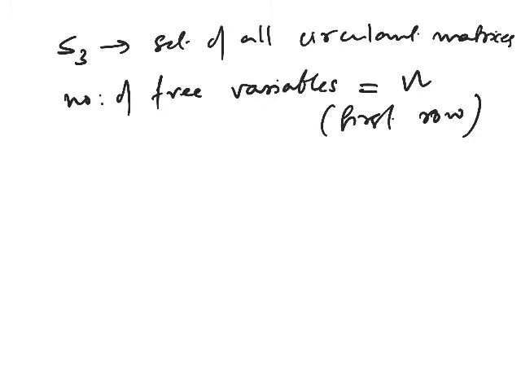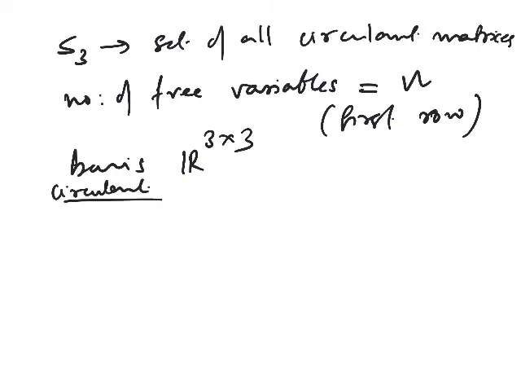So, okay. In this case, let us write the basis for circulant matrices in R3 cross 3. What would be the dimension? 3. I need the basis elements. Write down the basis elements. First one is the identity matrix. Second one is a permutation matrix.